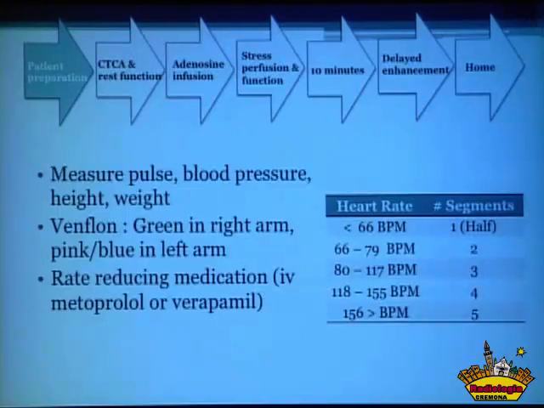We then give them medication to reduce their heart rate. And in our centre, we use intravenous metoprolol to reduce the heart rate. And we're aiming for a target heart rate of 55 beats per minute for all of our cardiac scans. And this is particularly important for the perfusion scans.